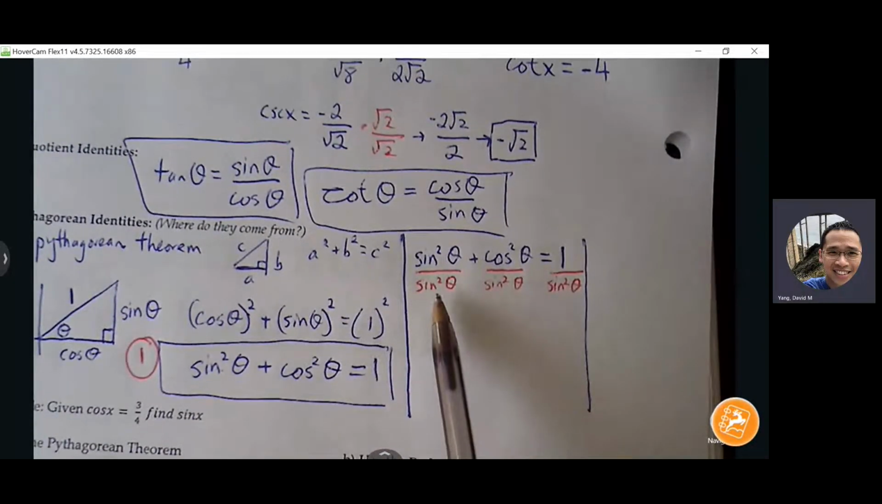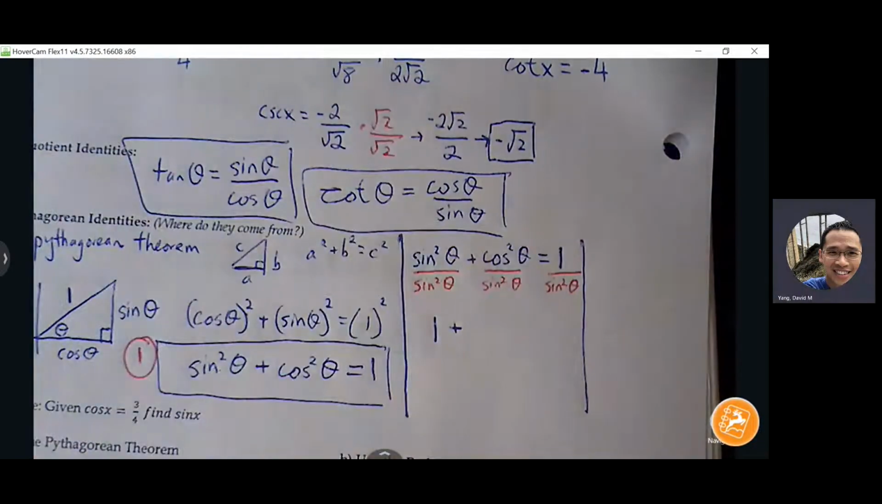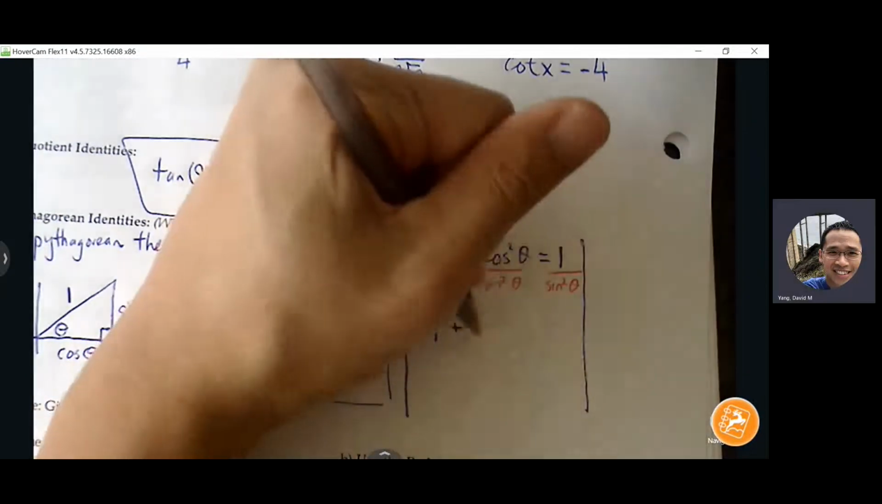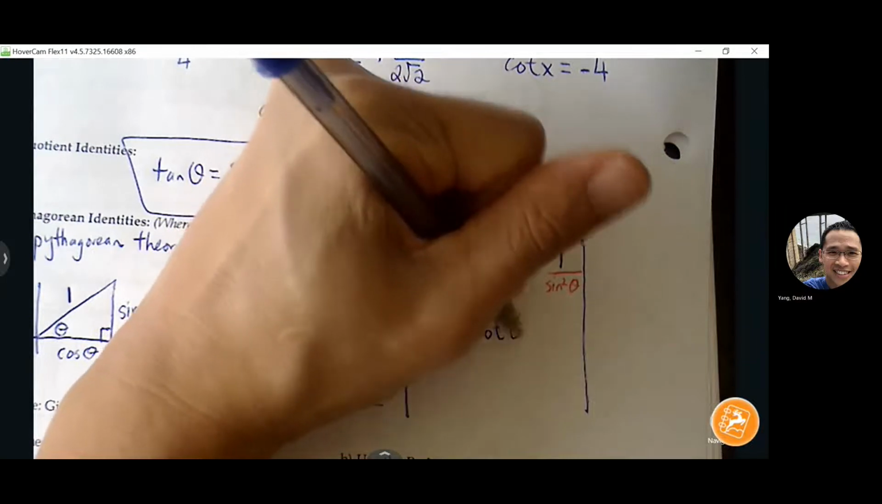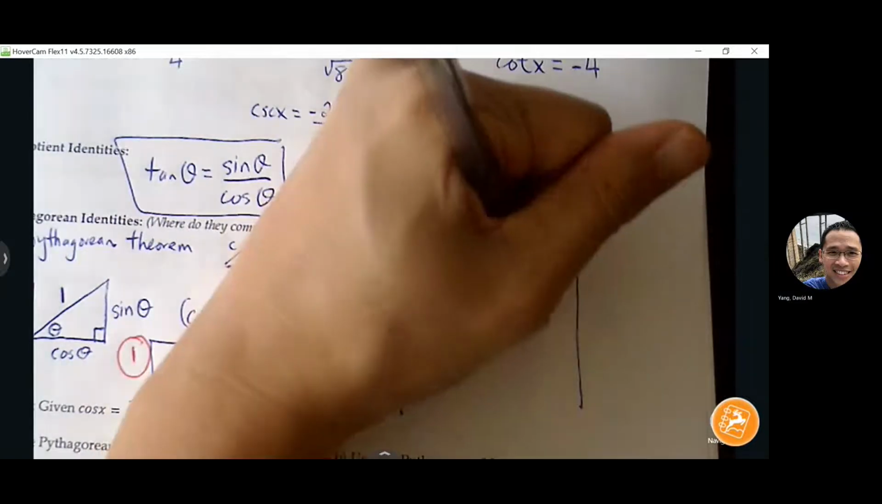Okay, so let's just reduce this process here. What's sine squared divided by sine squared? That's 1. What's cosine squared divided by sine squared? Cotangent squared. And what's 1 over sine squared? Cosecant squared.